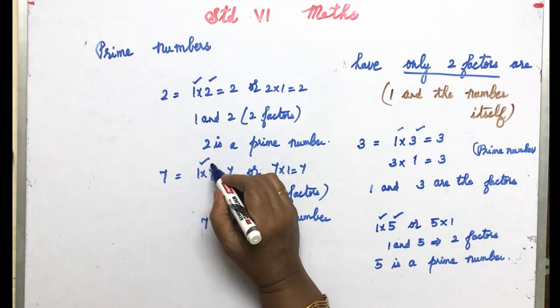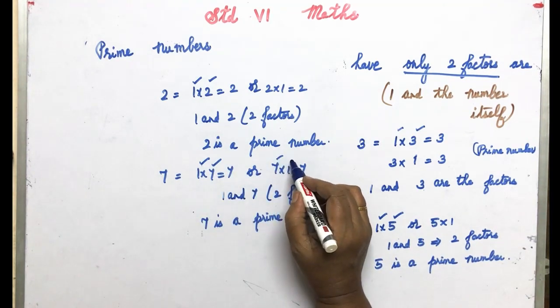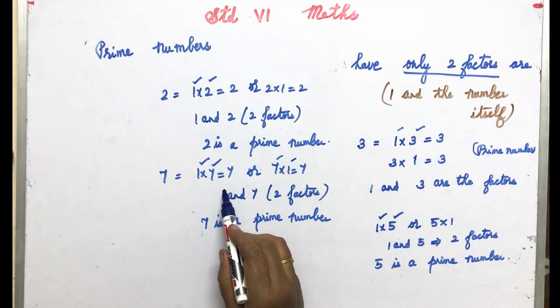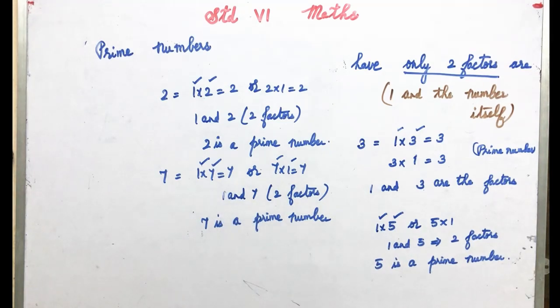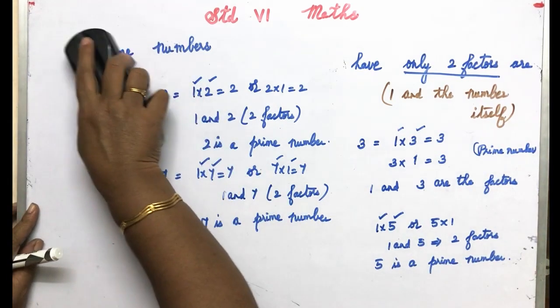So here 1 seven, same, we have 1 seven and 7 ones. So it's enough to write only one time. So 2, 3, 5, 7 are the prime numbers. Now next we are going to see composite numbers.